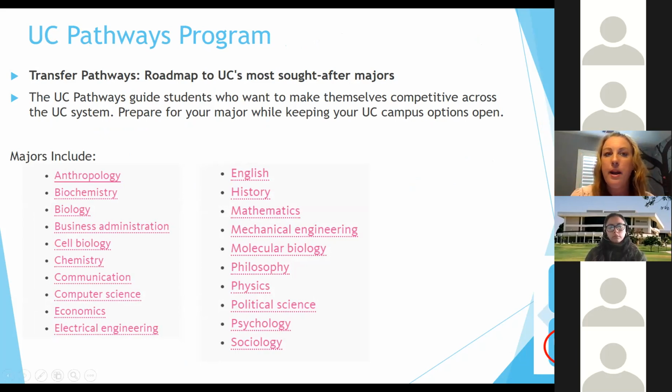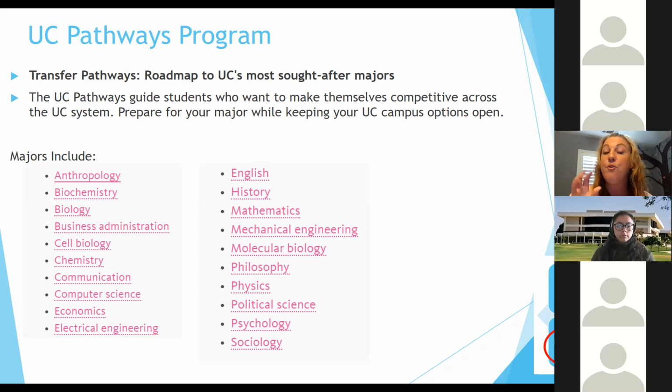So the third pathway is called UC Pathways, in terms of how you should plan to get into a UC from a community college. These are what we call roadmaps for the most sought after majors at the UC. TAG and TAP, the first two I mentioned, are really good if you have a specific campus in mind. Like you want to go to UC Irvine, so you're going to do a TAG for UC Irvine. You want to go to UCLA, so you're going to do TAP for UCLA.